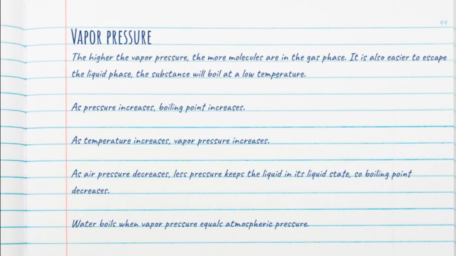Vapor pressure. The higher the vapor pressure, the more molecules are in the gas phase. It's also easier to escape the liquid phase, and the substance will boil at a lower temperature. As pressure increases, the boiling point increases. As temperature increases, vapor pressure increases. As air pressure decreases, less pressure keeps the liquid in its liquid state, so the boiling point decreases. Water boils when vapor pressure equals atmospheric pressure.